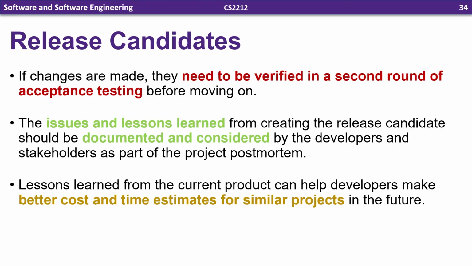If changes are made, they need to be verified in a second round of acceptance testing before moving on. It'd be a big issue if you added new issues when you added those changes, and they got into the final product. So we have to test again. We should always be testing after a change. The issues and lessons learned from creating the release candidate should be documented and considered. This is all part of that process of continual improvement. So we want to not just make better software, but also make the process itself for making that software better. And that will lead also to better cost and time estimates for future projects.